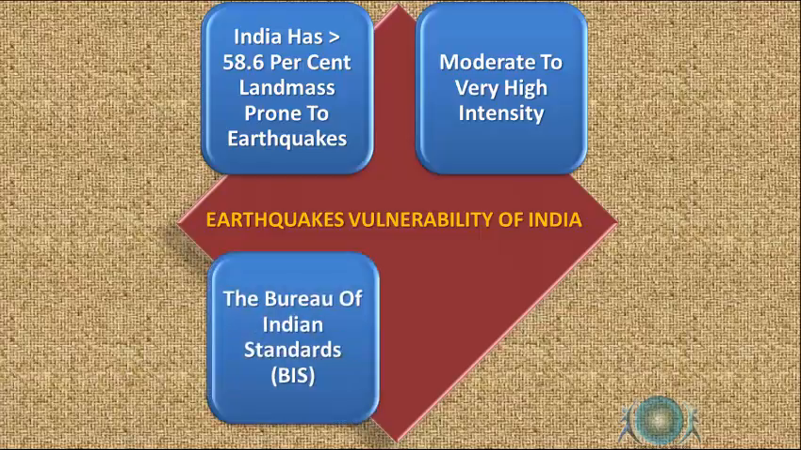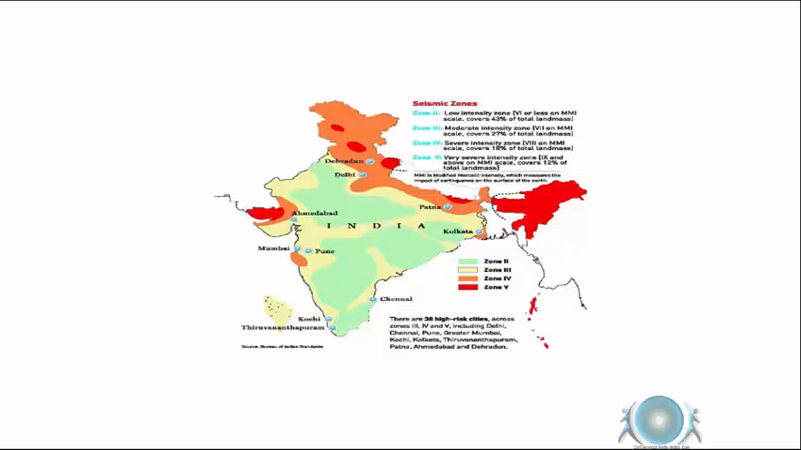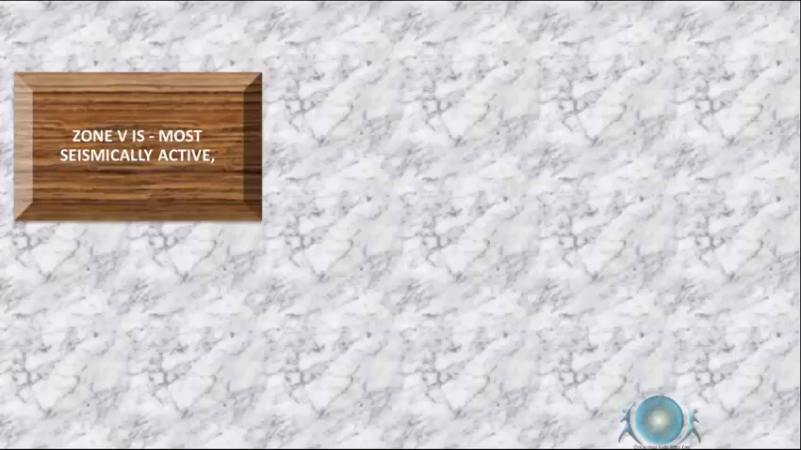This is as per the Bureau of Indian Standards, which is on the basis of various scientific inputs from a number of agencies. It includes earthquake data supplied by the India Meteorological Department, and it has divided the country into 4 seismic zones, that is zone 2, 3, 4 and 5. Of these, zone 5 is rated as the most seismically active, while zone 2 is the least.